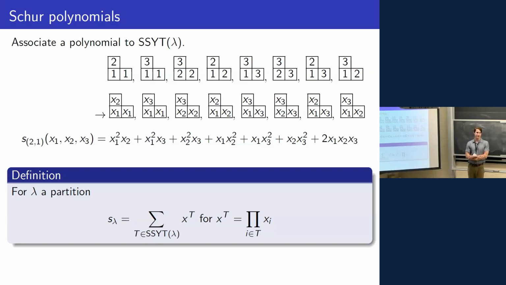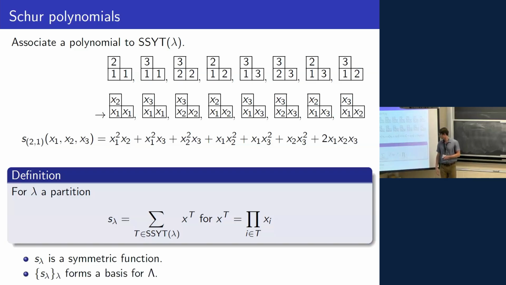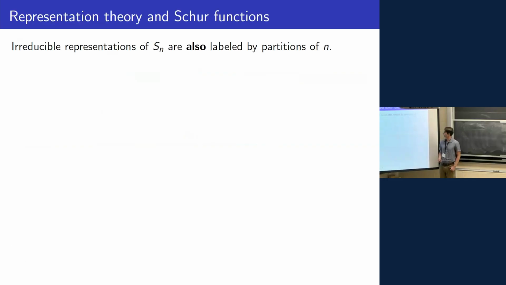Any questions about Schur polynomials? So yeah, it ends up actually being symmetric. Like I said, that's not obvious, but it's an exercise. And they also form a basis for our symmetric function ring. So we write any symmetric function can be written in a unique way as a unique linear combination of Schur functions. Okay, so why do we care about these things?